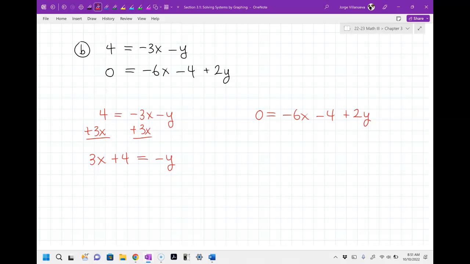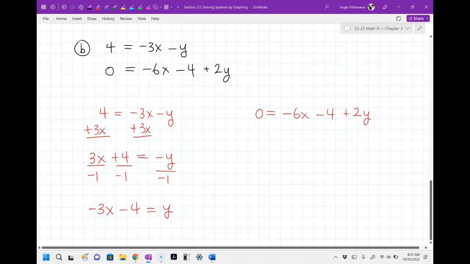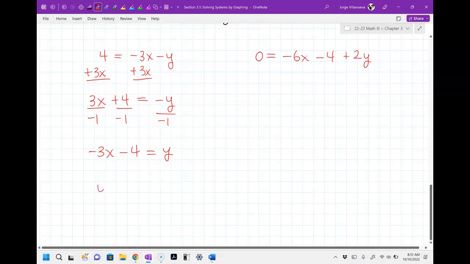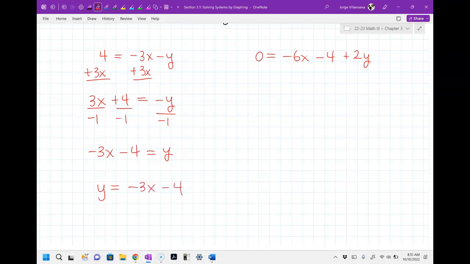Okay, and then to get y by itself, I have to divide everything by negative 1. So I get negative 3x minus 4 equals y. Now, if you don't like the way that looks, go ahead and rewrite it where y is on the left side, and we have y equals negative 3x minus 4. Are we good with that one, just solving for y?